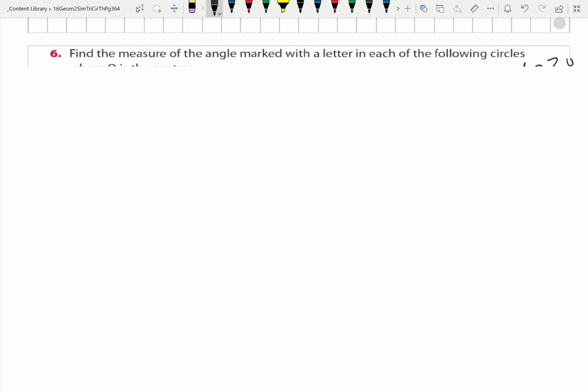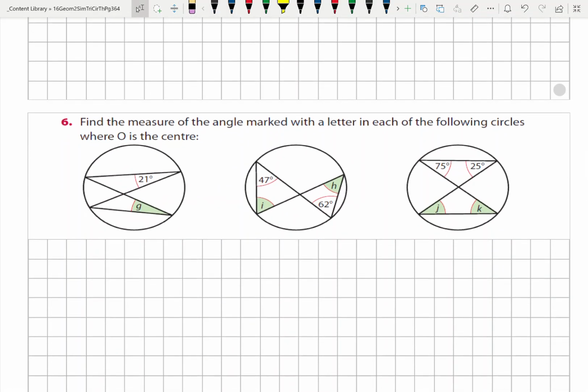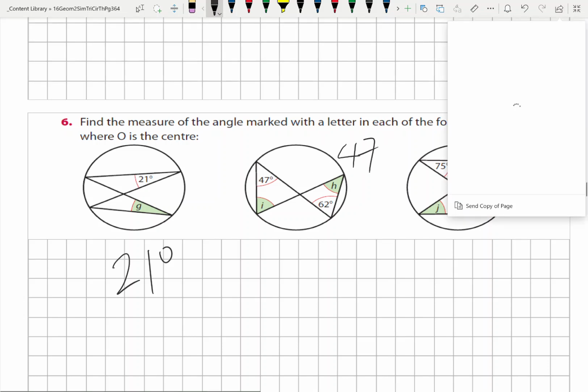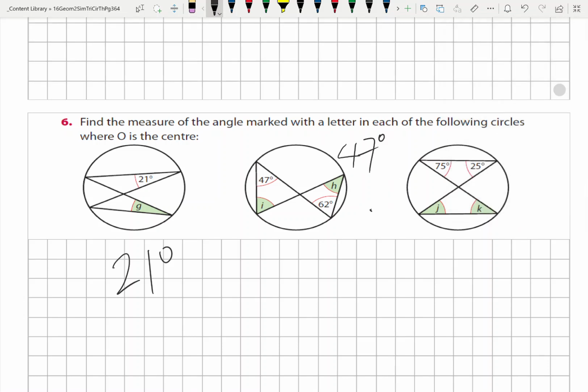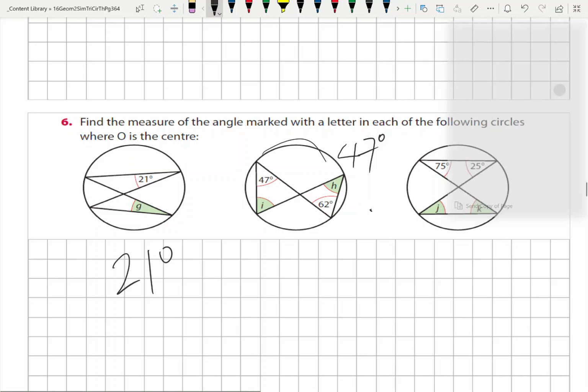H is standing on the same arc as 47. So H is 47 degrees. And I is standing on the same arc as C2, so I is the same as 25. And K is the same as 25. And J is the same as 75.